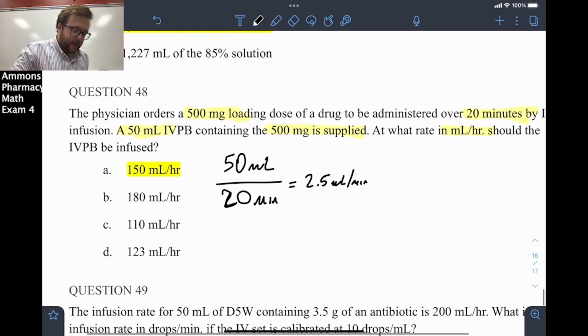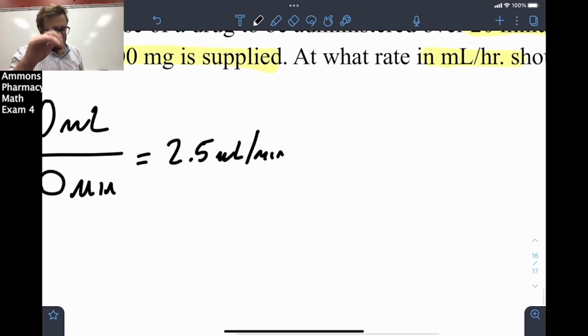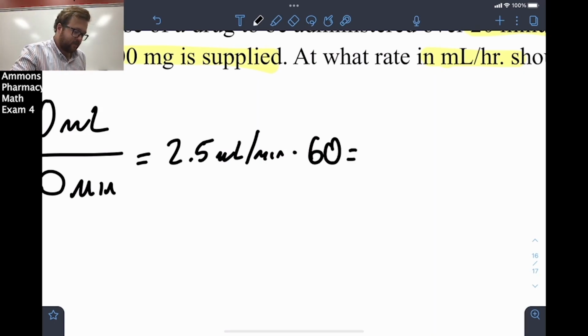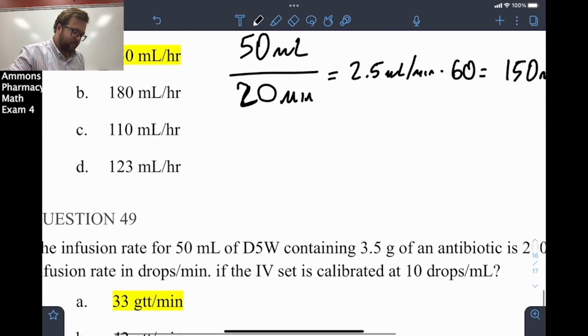How many mils per hour is that? So, if it's 2.5 mils in 1 minute, how many minutes are in an hour? That's 60. Boom.